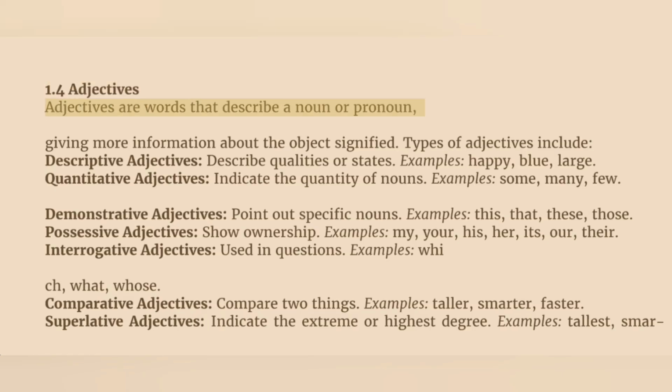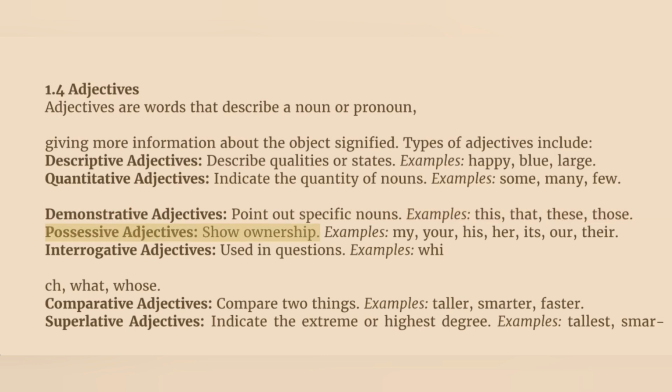Adjectives are words that describe a noun or pronoun, giving more information about the object signified. Types of adjectives include descriptive adjectives, which describe qualities or states. Examples: happy, blue, large. Quantitative adjectives indicate the quantity of nouns. Examples: some, many, few. Demonstrative adjectives point out specific nouns. Examples: this, that, these, those.